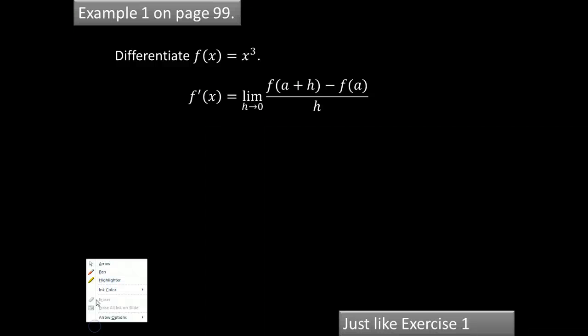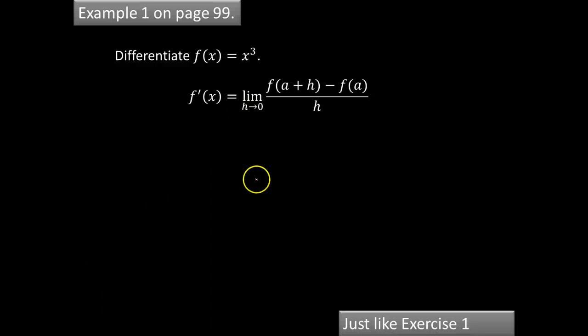Alright, so f of a plus h, with f of x equal to x cubed. We are going to do a plus h, that quantity cubed, minus f of a, which would be a cubed, over h. We need to find the quantity a plus h cubed. A couple of different ways we can do this.